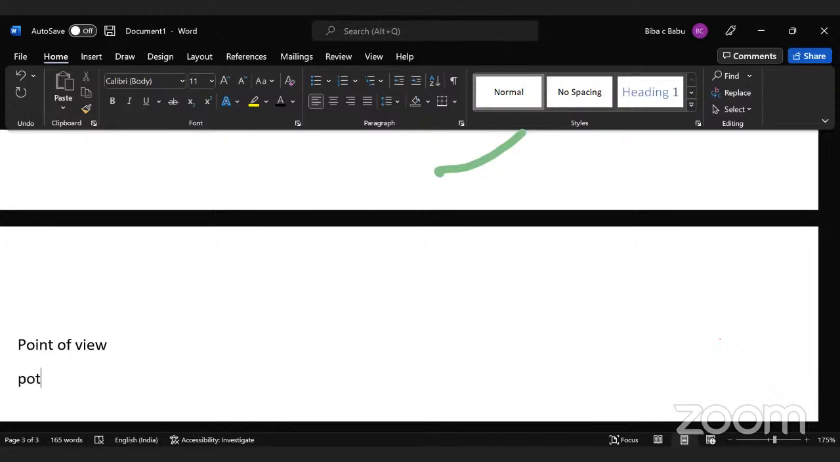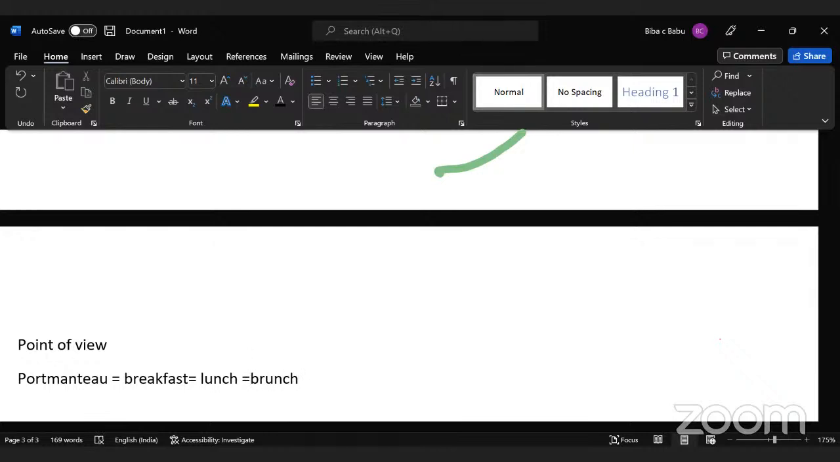Next is portmanteau. Portmanteau is joining two or more words to form a new word. You have breakfast, right? I am combining breakfast and lunch. When you eat at 11 or something, you will combine breakfast and lunch. We make a new word called brunch. That is an example.